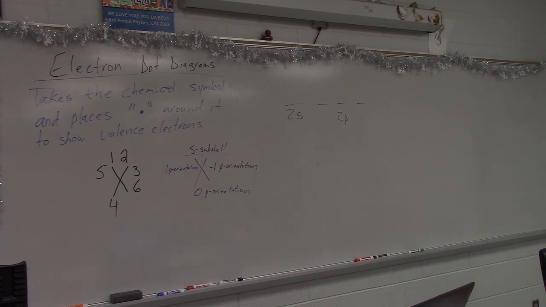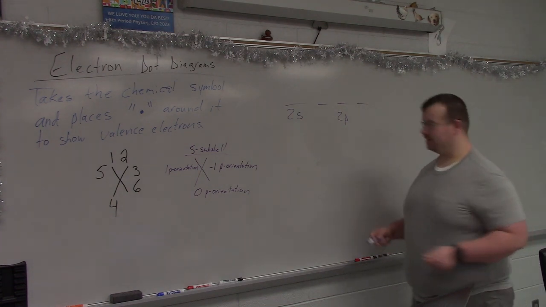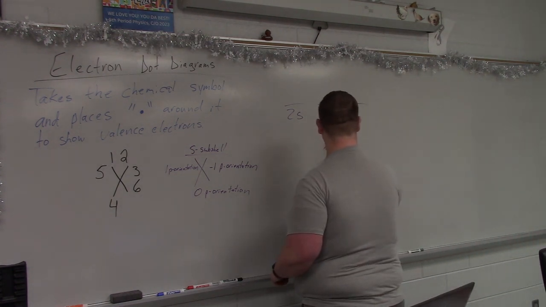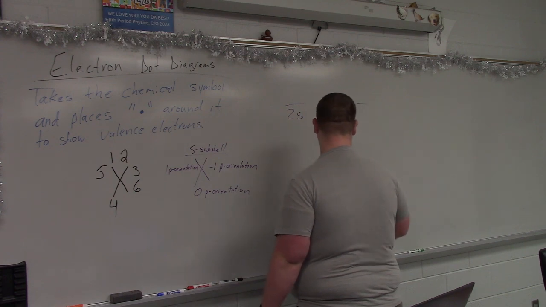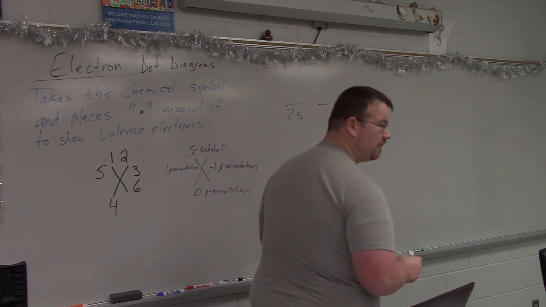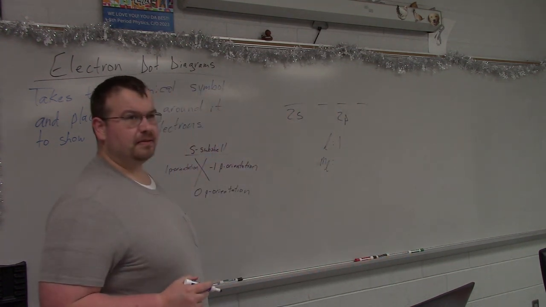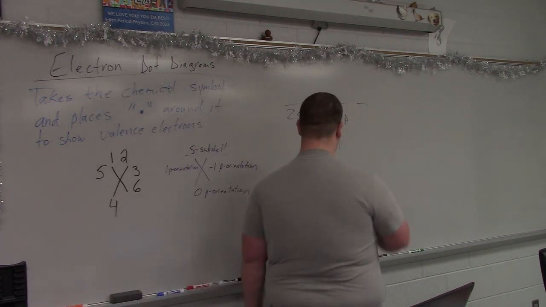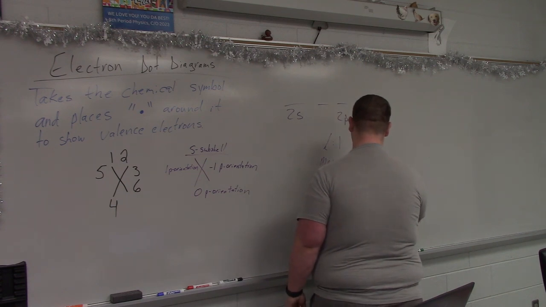One. It's one. What's the angular momentum quantum number? L. If it's P, it means L is one. What's M sub L? Magnetic quantum number. It's negative one to the one. Yeah. Negative one, 0, 1.